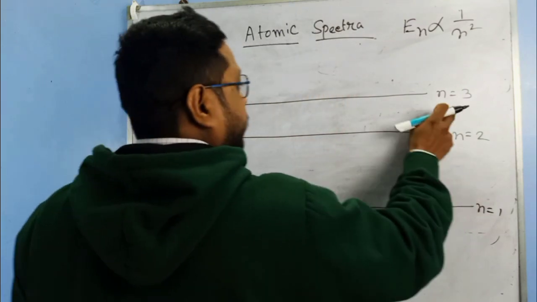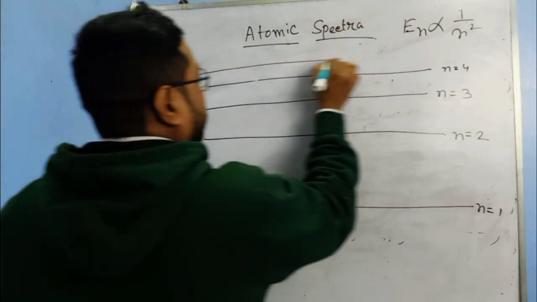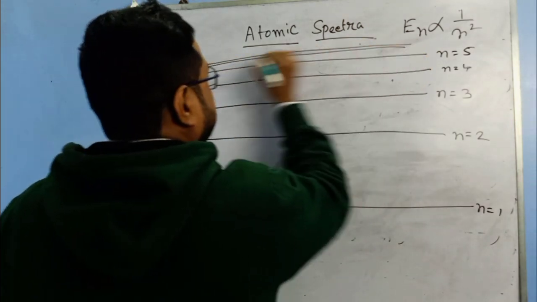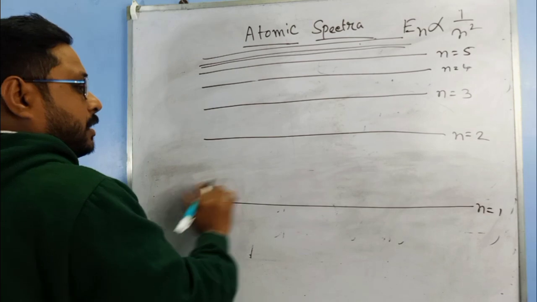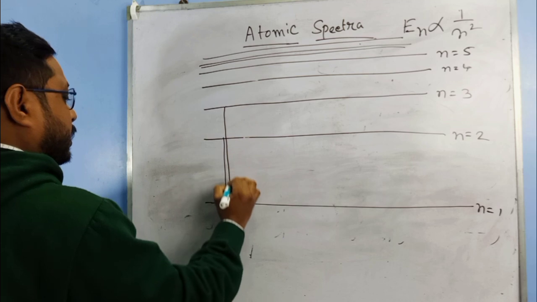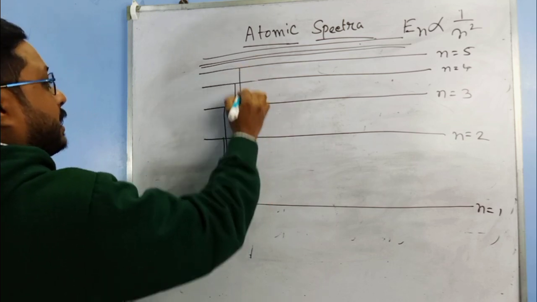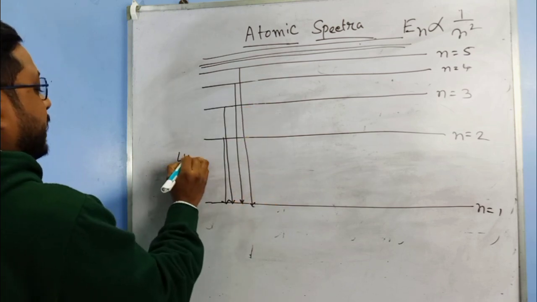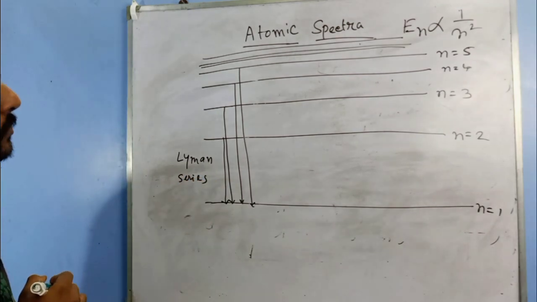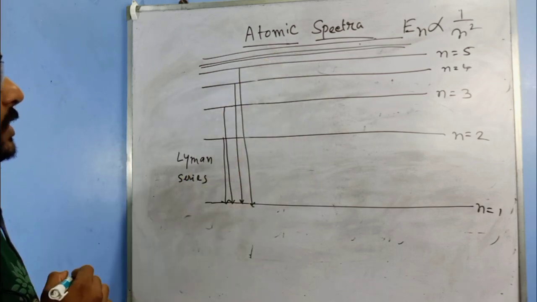n equal to 1, n equal to 2, n equal to 3, this is n equal to 4 and 5, the gap becomes even smaller, and in the upper level they nearly coincide with each other, this type. Now if n equal to 2 to 1, n equal to 3 to 1, n equal to 4 to 1, n equal to 5 to 1, this gives Lyman series. n equal to 2, 3, 4, 5 coming to 1 is Lyman series.